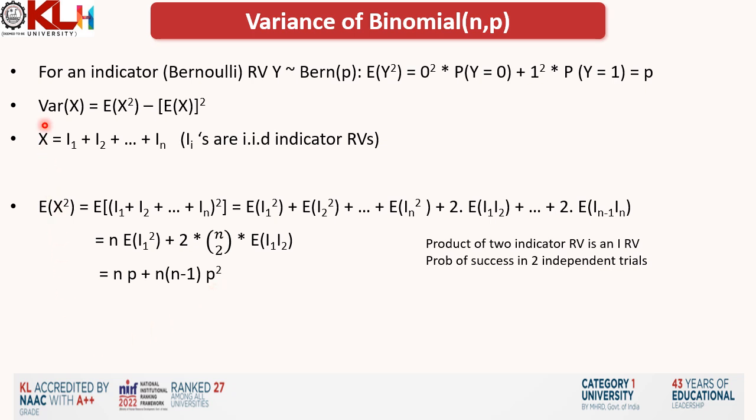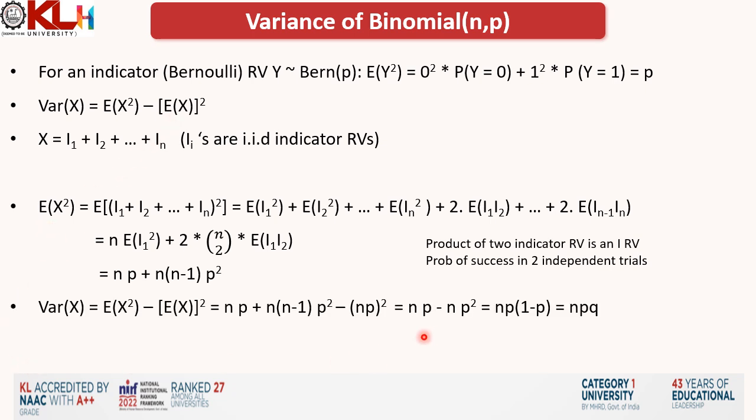Now we can calculate the variance of x by substituting E of x square and E of x, which we already calculated. And the answer is NP times 1 minus P, or NPQ, P plus Q being 1. So you can see that for the binomial distribution, the variance is NPQ and the mean is NP. Since Q is always between 0 and 1, we can say that the variance of the random variable x taking a binomial distribution is always less than the mean of that random variable.